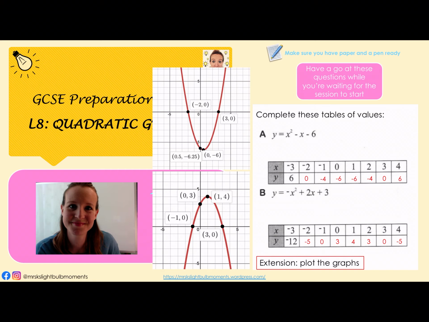So all quadratic graphs will have some sort of symmetry to their tables. So it's a good way to check if you think you've made a mistake somewhere. You should be expecting to see a symmetrical pattern. In B, you actually see the turning point as well. So we've got -5, 0, 3, 4, 3, 0, -5. So that 4 is where it turns. In the previous one, we didn't see it. We just knew the turning point was below -6, because we had -6, then nothing, then -6.